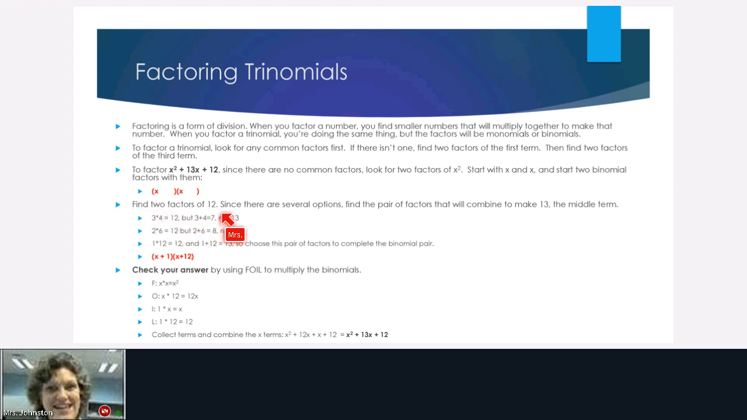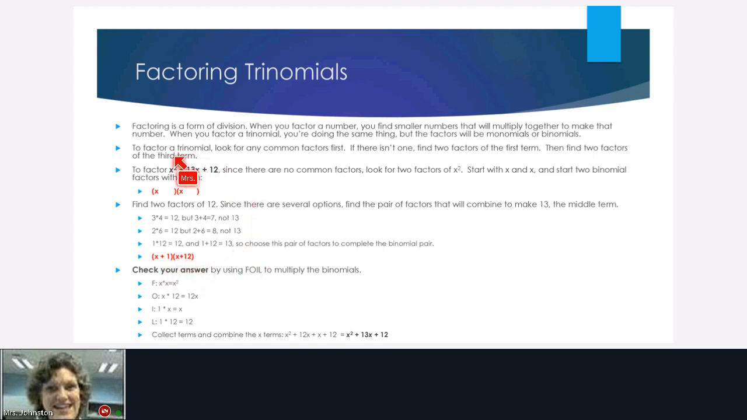I'm looking for two factors that will multiply to 12, but they have to add to 13. Okay, let's see if we can find out some options. Well, 3 times 4 equals 12, but 3 plus 4 is 7, not 13. 2 times 6 is 12, but 2 plus 6 is 8, not 13. 1 times 12 is 12, and 1 plus 12 is 13, so those are the numbers I'm going to choose.